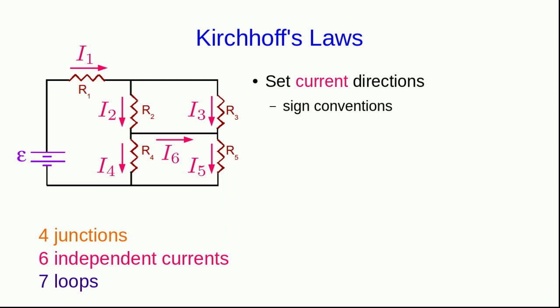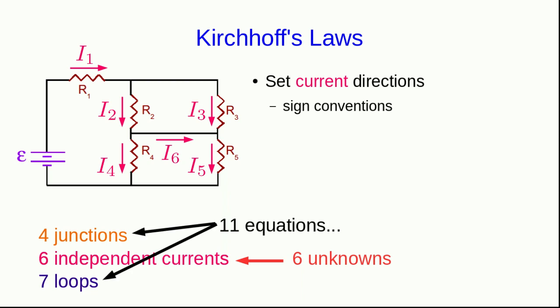Next, note how many independent currents there are. In this example, we've already seen that there are 6. That means we're going to need 6 equations to be able to solve for them all. Well, look, we have a junction law for every junction and a loop law for every loop. So in principle here, we can write 11 equations for this circuit. But they won't all be useful.